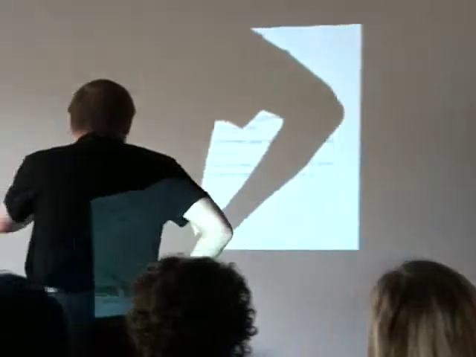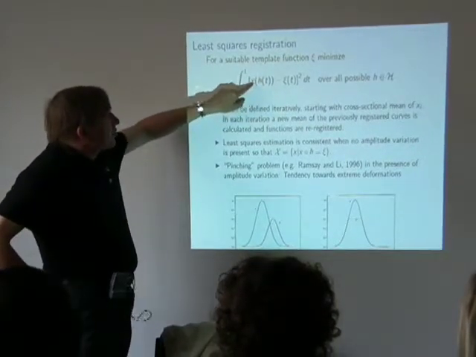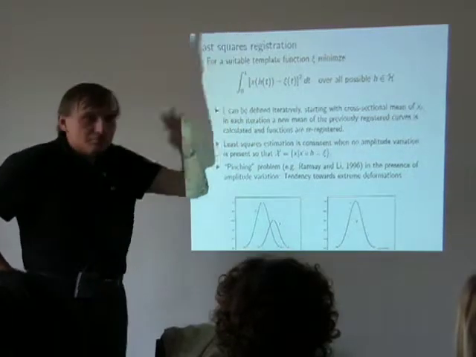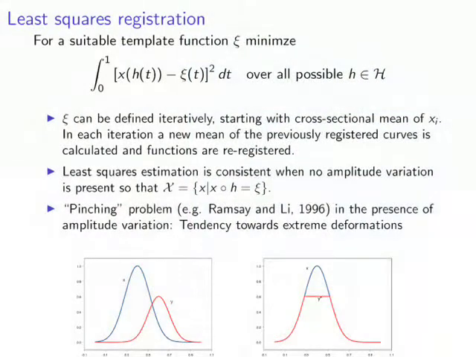And then you define a warping function in such a sense that the difference between the registered curve x of h of t and this template is as small as possible. Unfortunately, this does not work very well. Why?